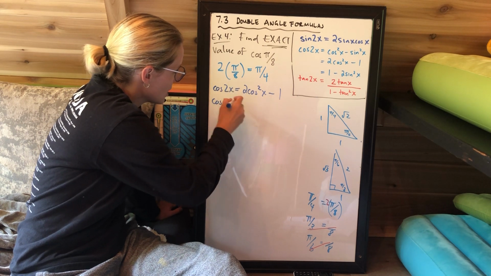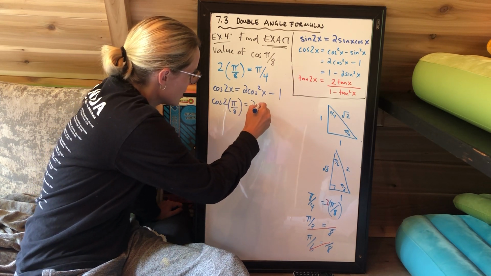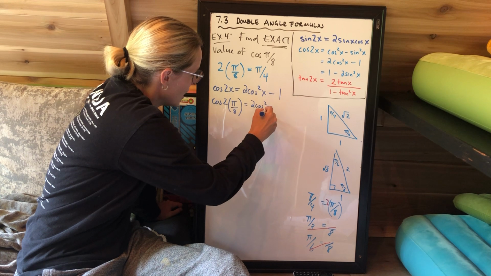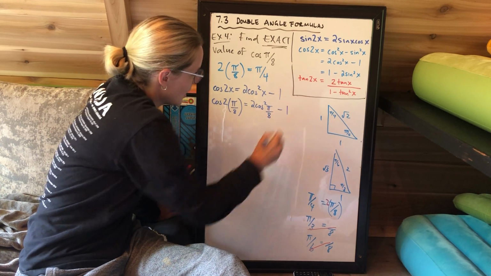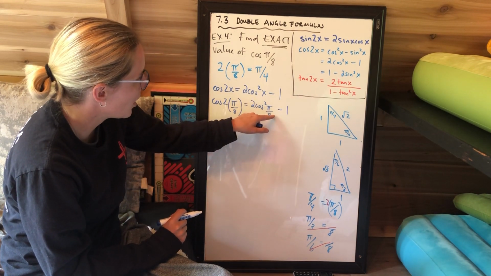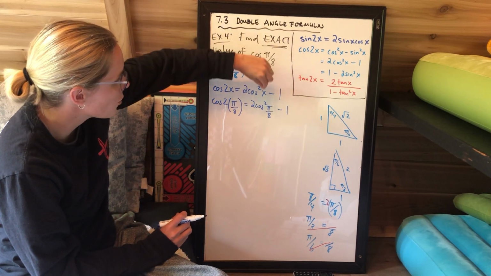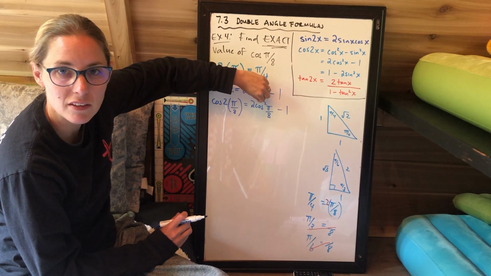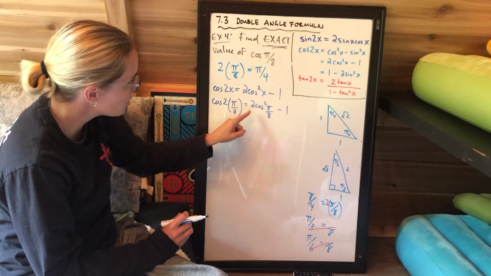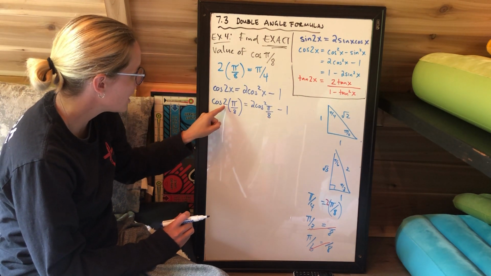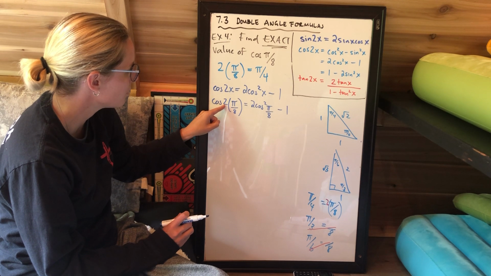If I let x be pi by 8, that means everywhere I see an x, I'm going to replace it with pi by 8. This gives me a scenario where cos pi by 8 shows up in the double angle formula. Now it shows up on the right hand side. Right here, this is really pi by 4, right?